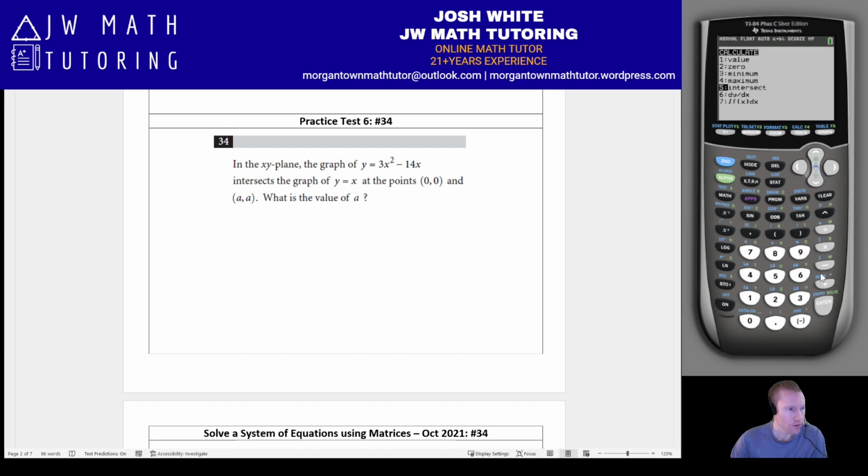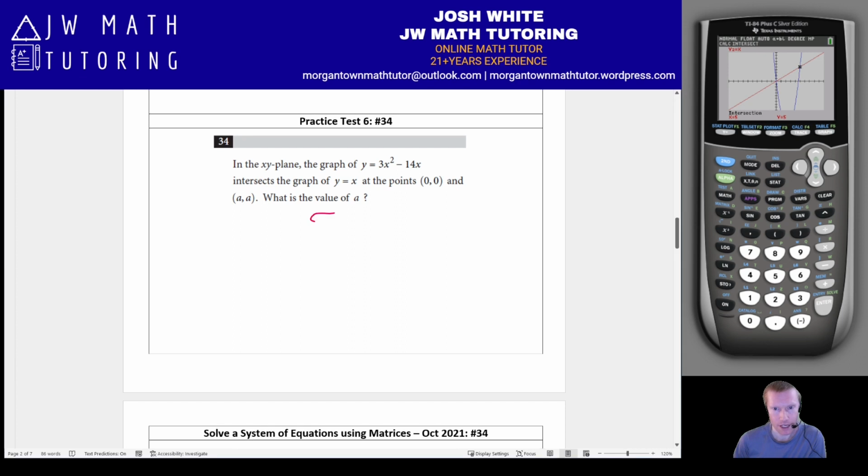So let's go to, again, the intersect function. First curve is my blue one, my parabola quadratic function. Second curve is my red one, or my line. Hit enter, and now for the guess, just slide over here. It actually looks like, we can see it because it just happened to land right on it. It looks like it's going to be 5, 5. I hit enter, and yep, that's it.